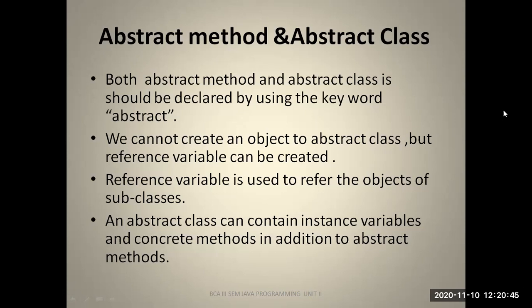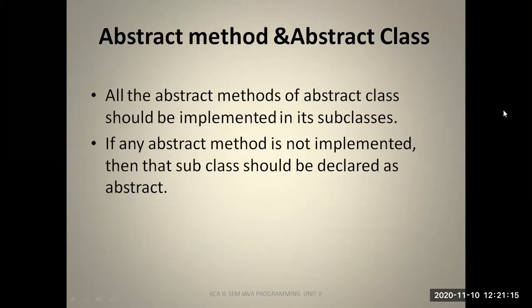The next point demonstrates that an abstract class contains instance variables and concrete methods in addition to the abstract method. Just now I said an abstract class can also contain variables along with concrete methods. Concrete methods are nothing but normal methods, other than abstract methods, which are part of the abstract class. Let us get into further details.